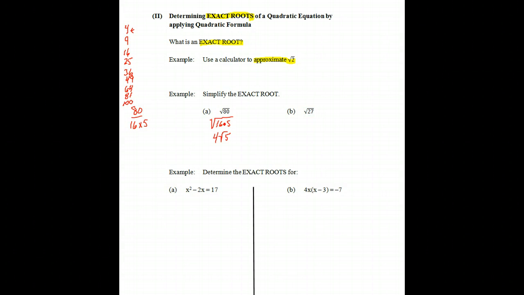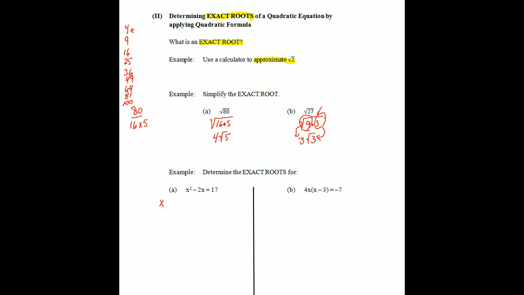And now with 27, factors of 27, 9 times 3. Square root of 9 is 3. But we cannot do the square root of the last number. So we've done the square root of the first number, which was 3. We cannot do the square root of this number, so it stays root 3. And we'll apply that now with 2 examples here.